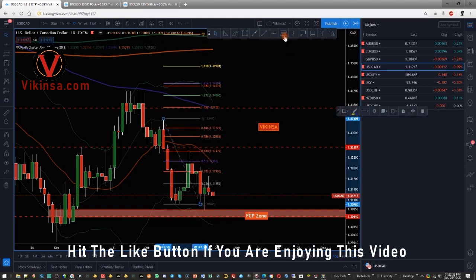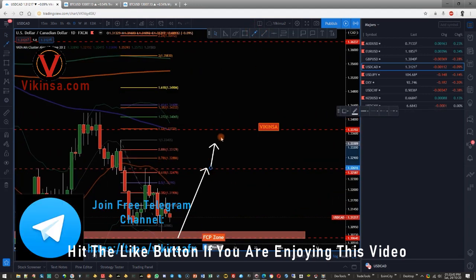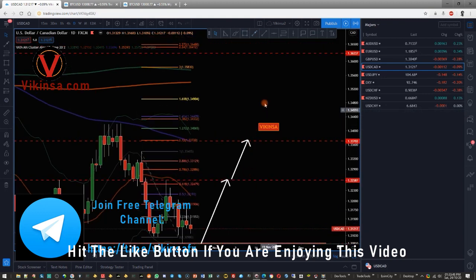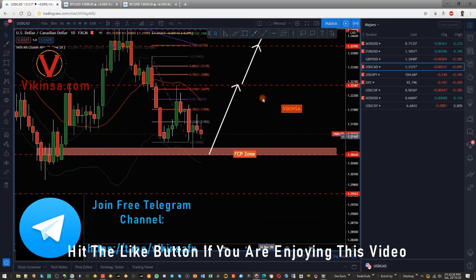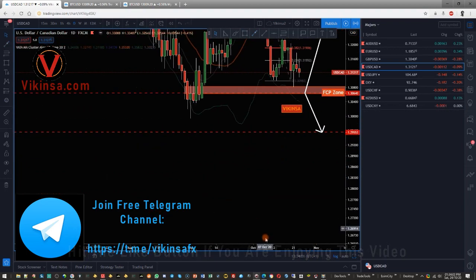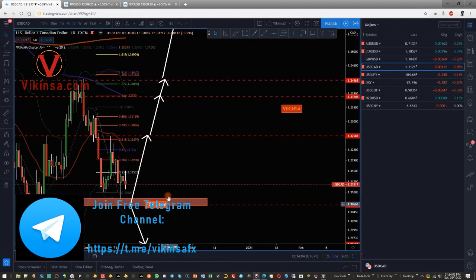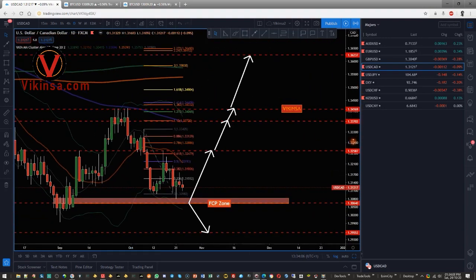Okay, that means we are looking for a move like this. If the market starts to move upwards, then we are looking for move into this, then this, and then from here to here, and from there it may come there. Okay, and on the bear side, if it breaks through, then we are looking for that, and then we'll have to reanalyze to see if there is any new structure. So this is what we have on USDCAD.